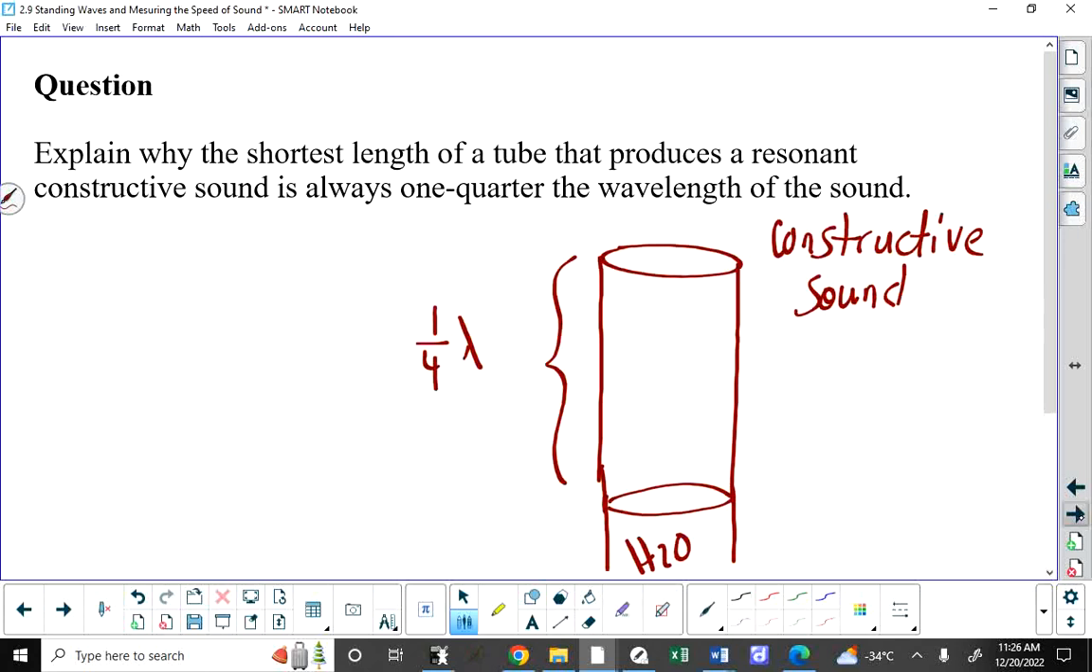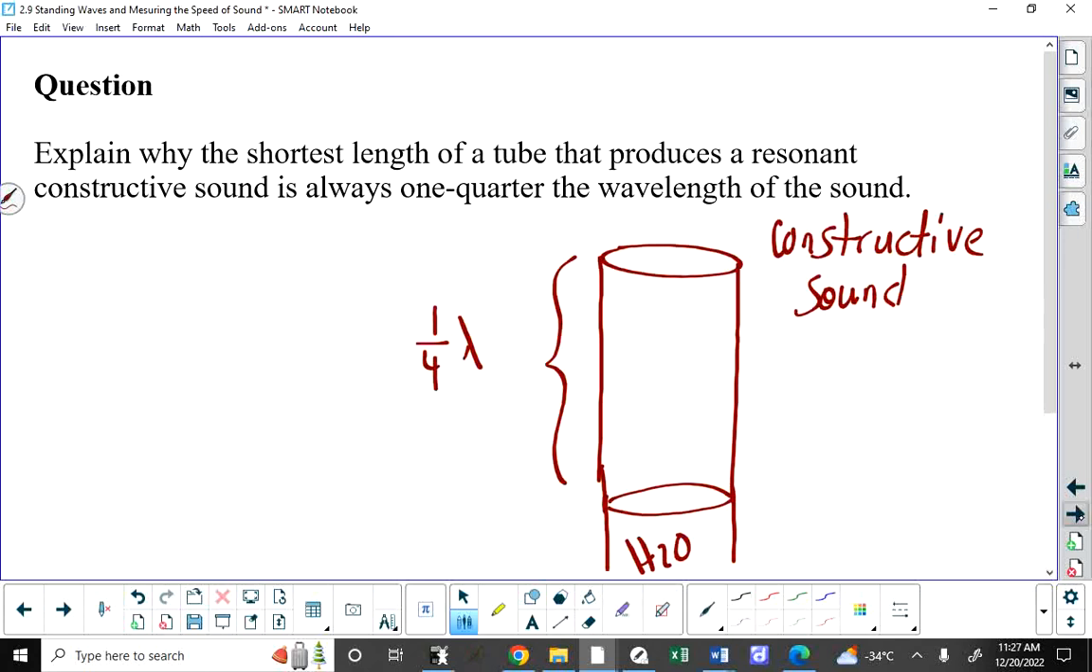Now, would you agree? I hope, if you can't see that, I'm going to draw that. Right now on the bottom string, there's a node here, and a node here, roughly. Which means this is what you're looking at. Would you agree that is a full wavelength? That's one wavelength. So my question to you is, why are we getting constructive interference at 1/4 of the wavelength?